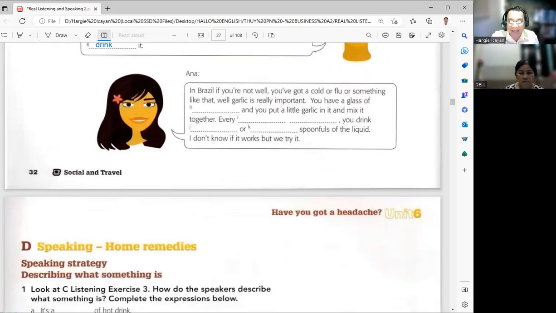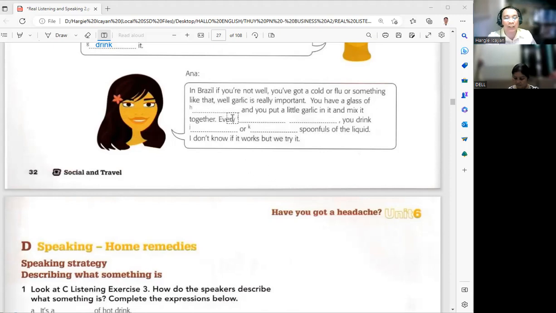What about Anna, Toy? If you're not well, you've got a cold or flu or something like that, well, garlic is really important. You have a glass of water and you put a little garlic in it and mix it together. Every half hour, you drink 2 or 3 spoonfuls of the liquid. I don't know if it works, but we try it.